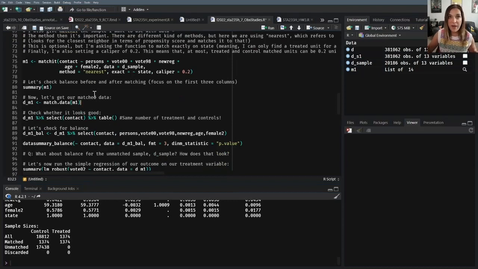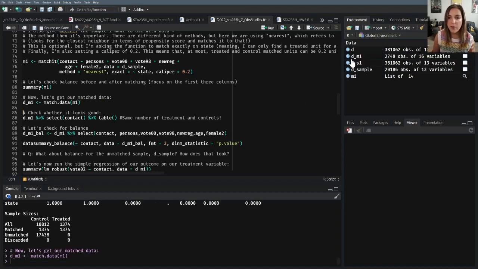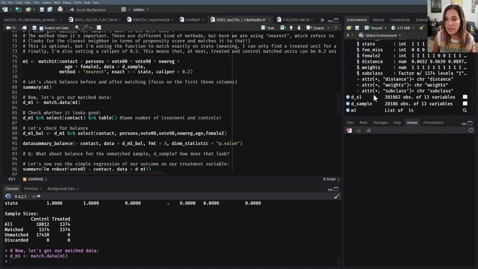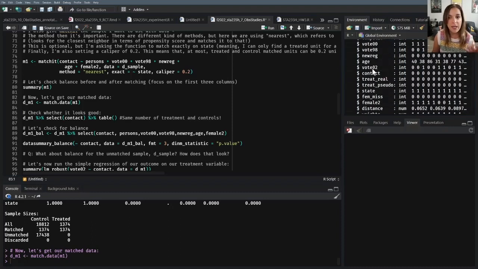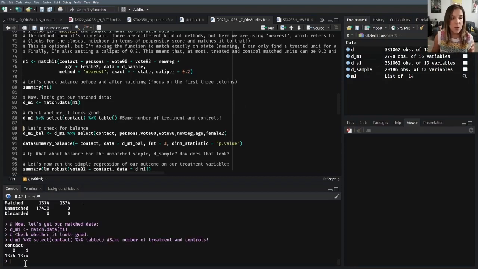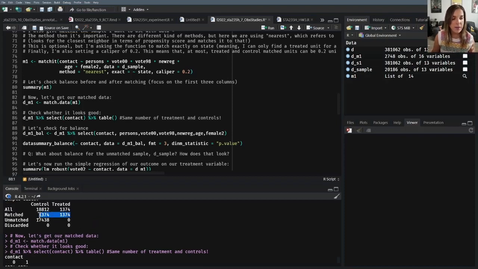Great, so we have our matched data. Let's actually transform it into a data frame. How do we do that? With the function matched data. As you can see here, now I have a new data frame, DM1. It's much smaller and has the same number of variables, but a few more just because it's showing the weights and the distance, meaning the propensity score, for each observation. Do not worry too much about that. It's basically just our matched data set. We can also see how many treatment and control we have in each. Remember that we should have the same number of treated and controls. This is the same as what we had right here.